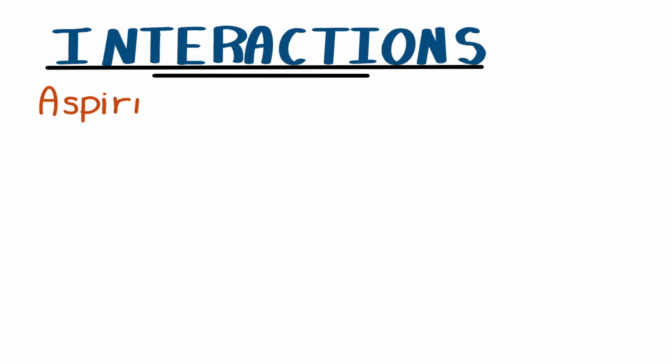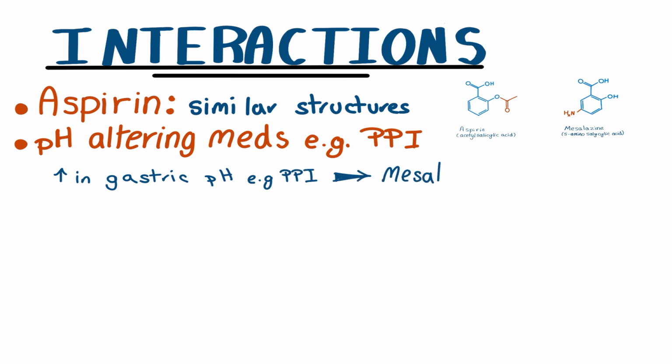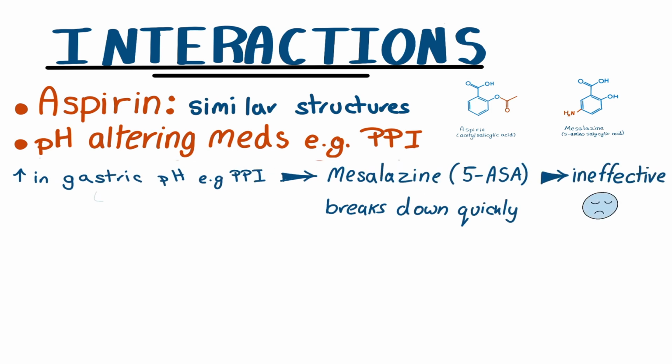Interactions. Aspirin, as we said before, has a similar structure to aminosalicylates. Medication that alters the gastric pH can affect the breakdown of aminosalicylates. For instance, PPIs can increase the pH, which causes mesalazine to break down quickly. This causes its efficacy to reduce. So, for patients who are already taking a PPI, it's best to space out the medications. For instance, having the aminosalicylate first, and then 2 hours later taking a PPI.